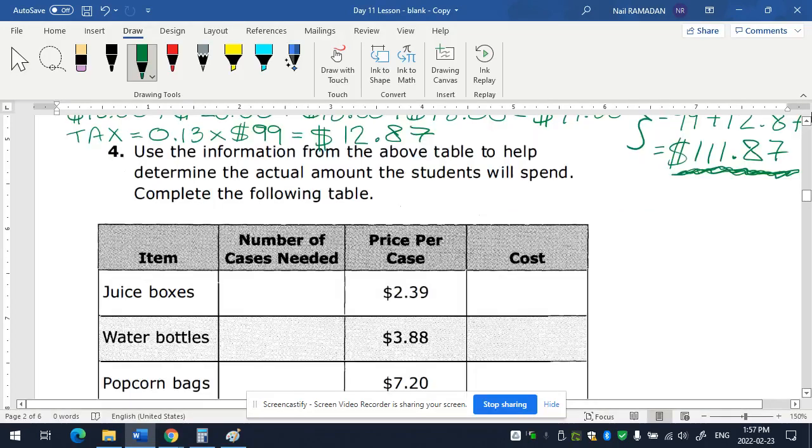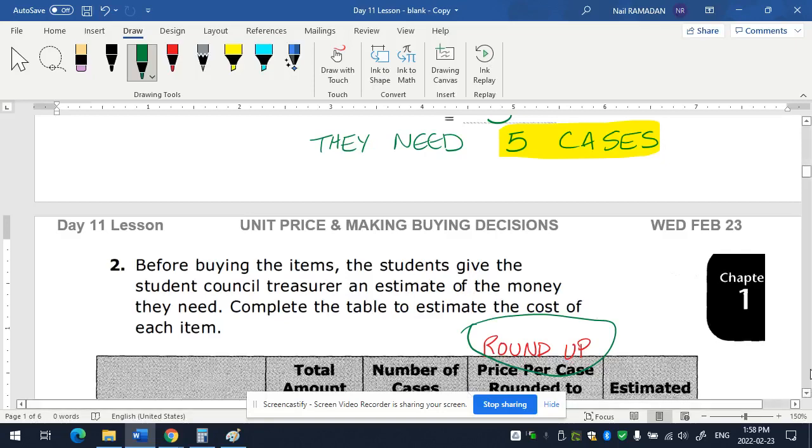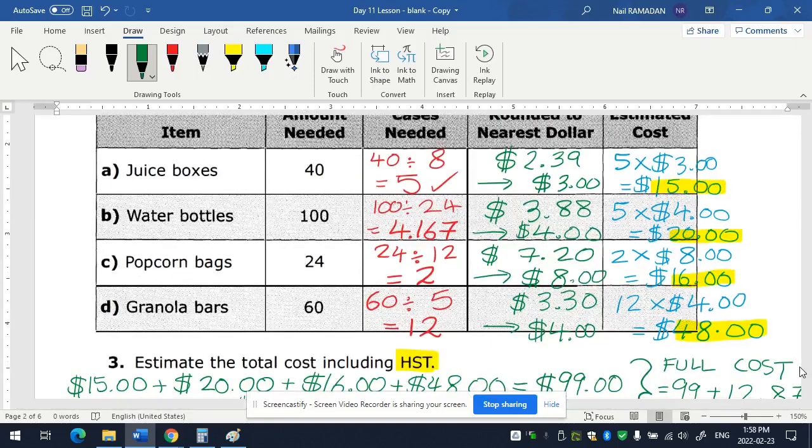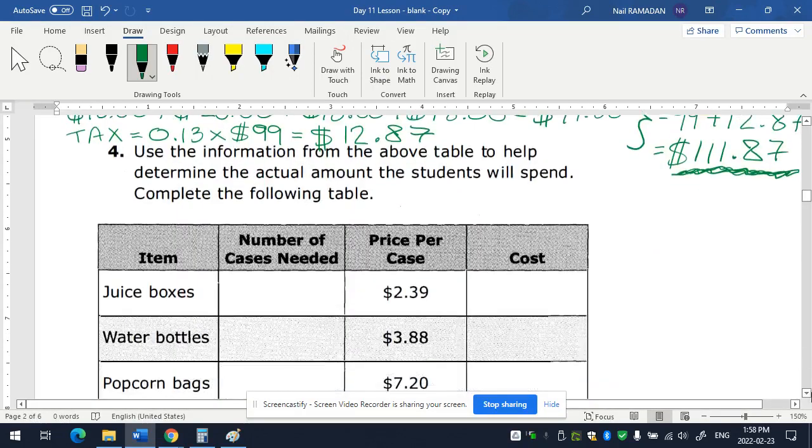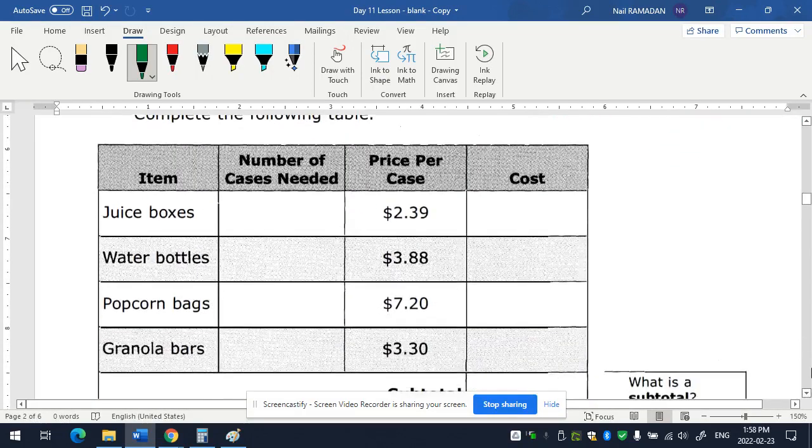Use the information from the above table to help determine the actual amount the students will spend. So, everyone, we're going to now use the exact prices. Those prices, not those ones. All right? But would the number of cases needed change? Nope. I'm still going to need whatever numbers I need before. How many cases did we need from the juice boxes? 5. How many cases from the water bottles?